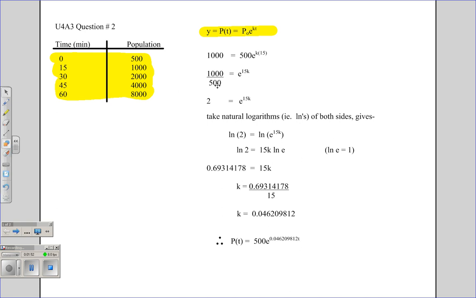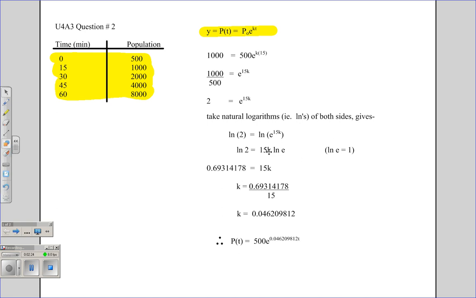Bring the 500 over to the left-hand side of the equation, worked it out. We get our final step here: 2 equals e raised to the 15k power. Now the trick to solve for k is to take the natural logs, the lns, of both sides. I think we talk about this a little bit later. You may have seen this in some other classes. That gives the ln of 2 on the left-hand side of the equation: ln 2 equals the ln of e to the 15k power.